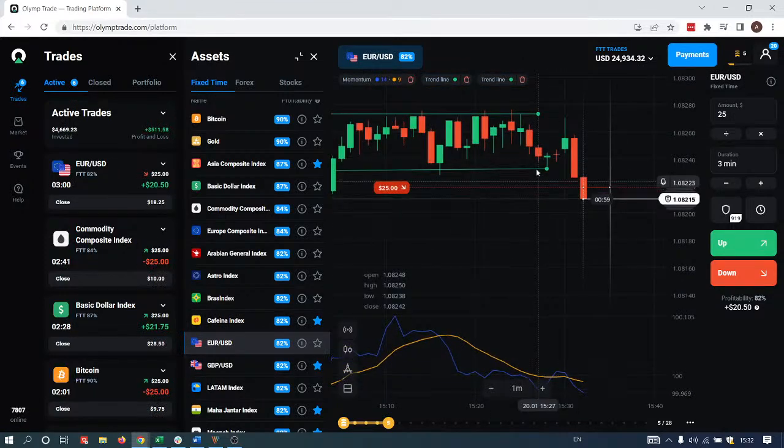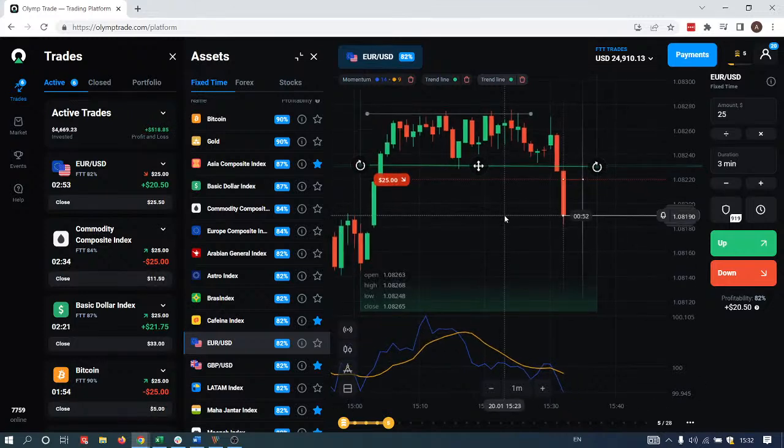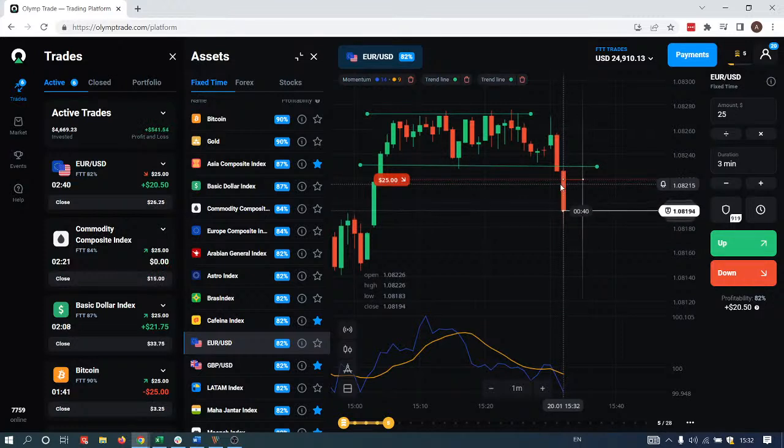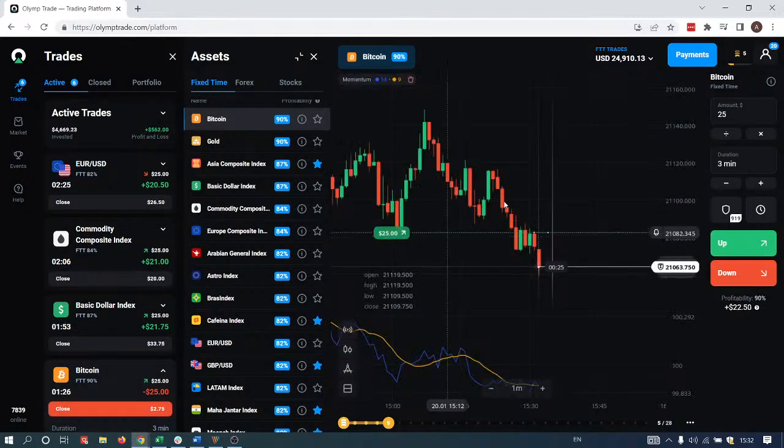Wow, and a breakdown on the euro against the US dollar. This is exactly what I've been talking about, that we need to wait for the moment when the price breaks below the support level. And this breakdown also coincided with the signal from the momentum indicator, the AXEL strategy. That's the signal, and I took advantage of it, and let's see where it will take me.